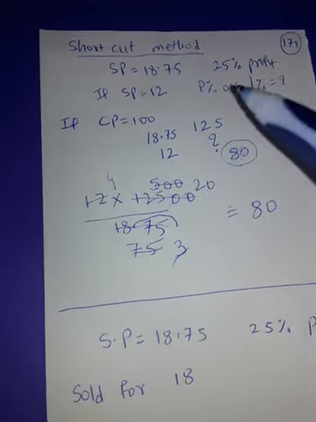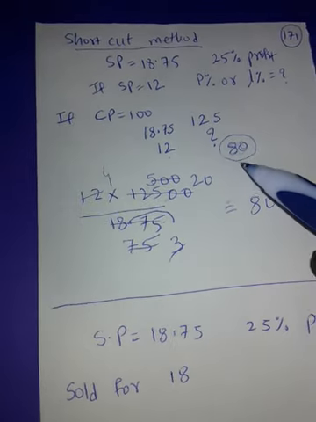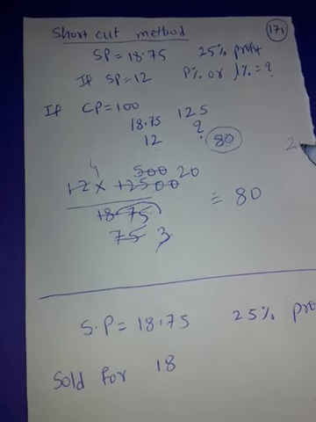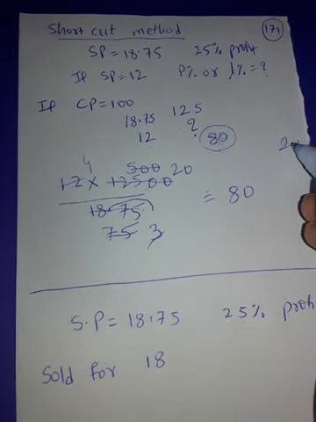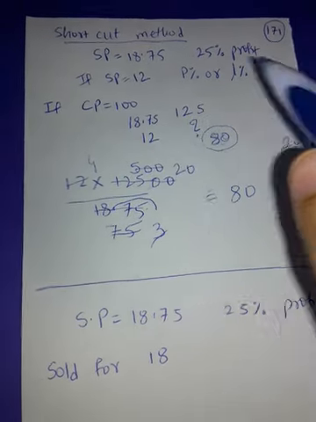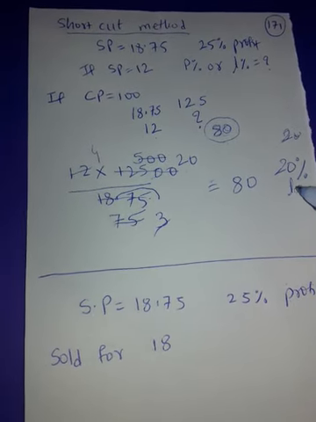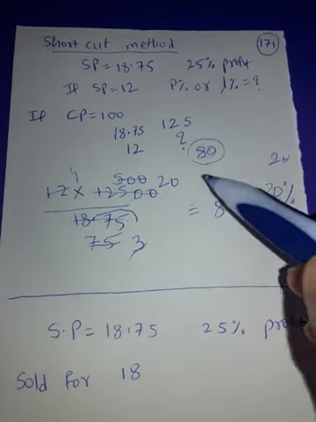What cost price have we assumed here? 100. And if 100 is the cost price and the selling price is 80, that means it's a loss of 20. And 20 is loss over which cost price? 100. That means it is 20% loss. Here you get 80. Are you understanding this?